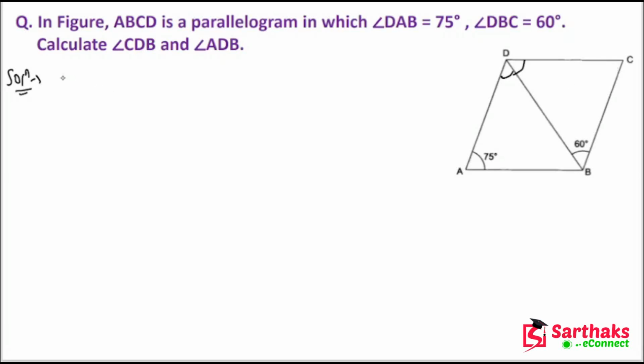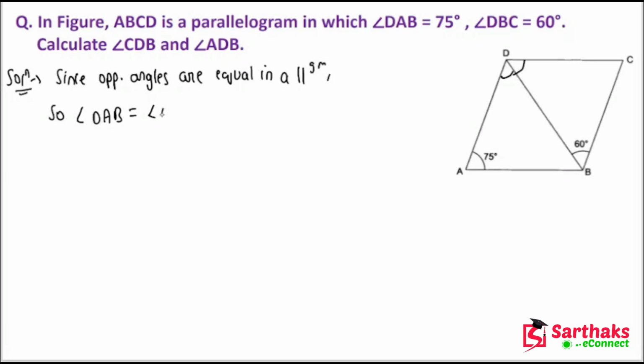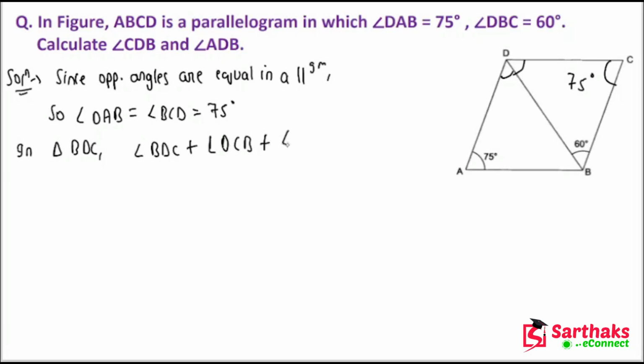It is very easy. Since opposite angles are equal in a parallelogram, comma, so angle DAB, which is equal to 75 degree, is equals to angle BCD, which is the opposite angle, which is equals to 75 degree. So we have got this angle as 75 degree, right? Now in triangle BCD we can apply the angle sum property and we can find out this angle clearly. So in triangle BDC, comma, angle BDC, which we have to find, plus angle DCB plus angle CBD is equals to 180 degree, which is nothing but the angle sum property for a triangle, right?